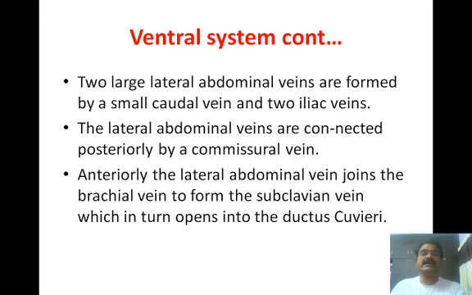Two large lateral abdominal veins are formed by a small caudal vein and two iliac veins. The lateral abdominal veins are connected posteriorly by the commissural veins, and anteriorly the lateral abdominal veins join the branchial veins to form the subclavians, which in turn open into the ductus cuvieri.